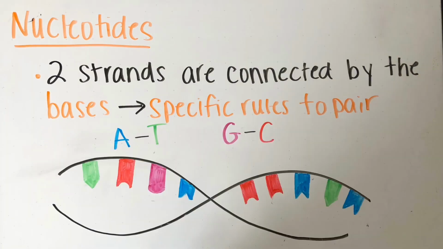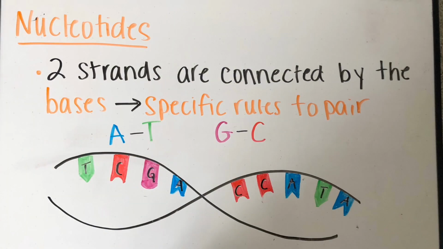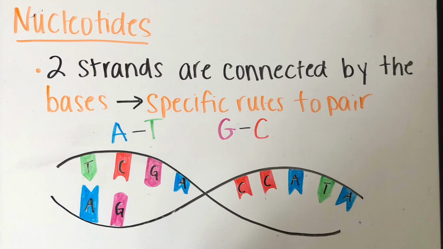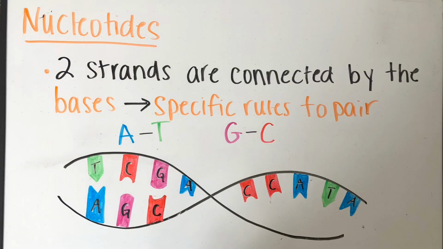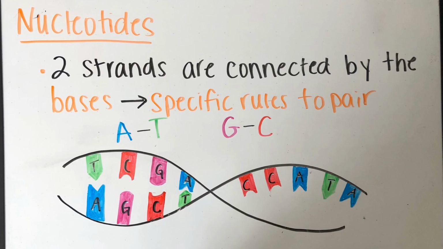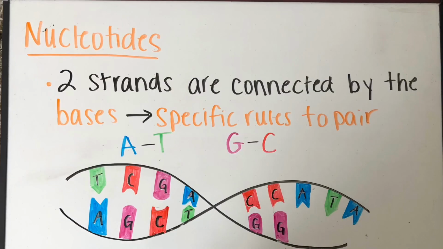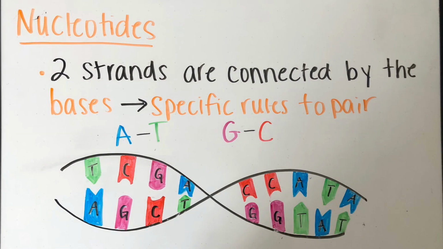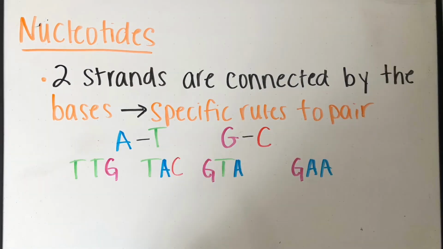Alright, let's practice this for ourselves. So we have one DNA strand that's labeled TCGA, CCATA. Let's start with our first base. The first one is T, so we know that our matching base has to be A. Our next is C, our matching has to be G. After that it's G, so our matching has to be C. After that it's A, so our matching has to be T. As you can see, A and T always go together, and G and C always go together. Never forget that rule.